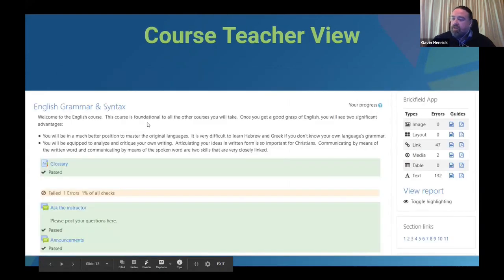And here's another view. It's like a heat map on top of a Moodle course, and it's got a Moodle block over on the right hand side. So what we have here is both color, tick box, and text stating that the glossary has passed all of the QA checks.